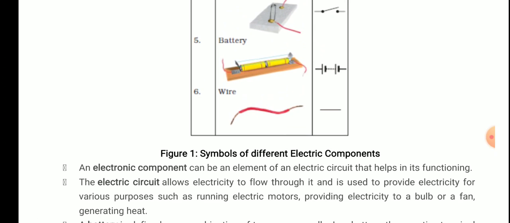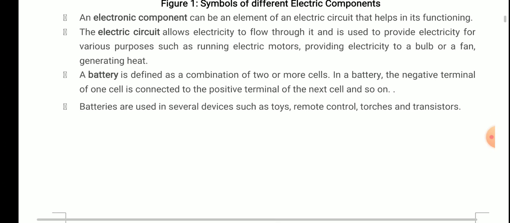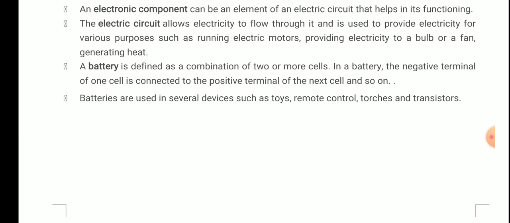You can also see in the diagram, this fifth one, you can see the short one, that is the negative terminal, is connected to the positive terminal, that is the big one, of the next cell. So read these points again and then we'll be moving forward.